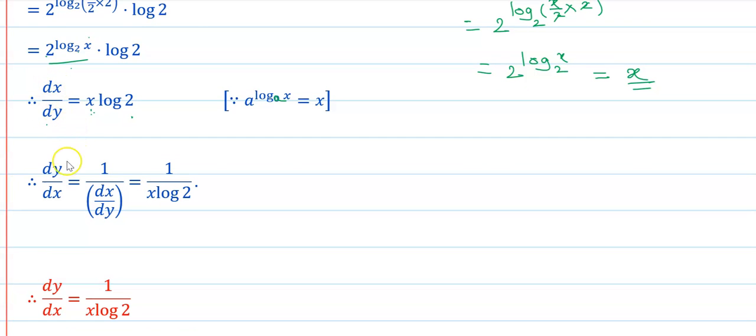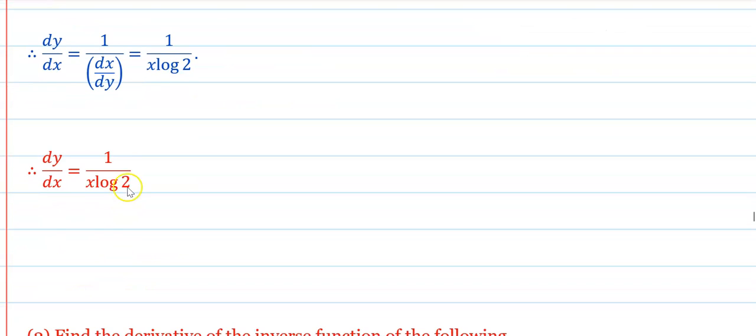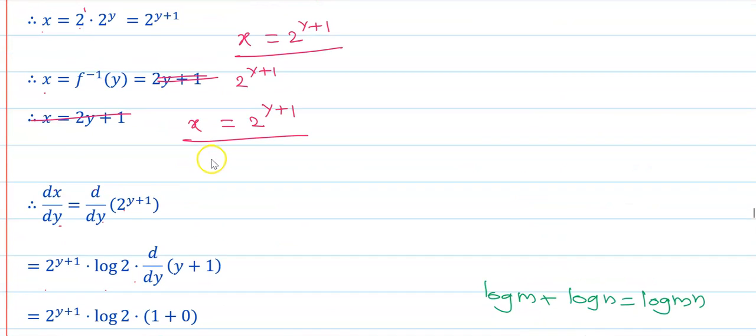We got the value of dx upon dy. But what is dy by dx? That is equal to 1 upon dx upon dy. dx upon dy is x into log of 2, and hence dy by dx is equal to 1 upon x into log of 2, and this is the answer. Okay, you can see it again.